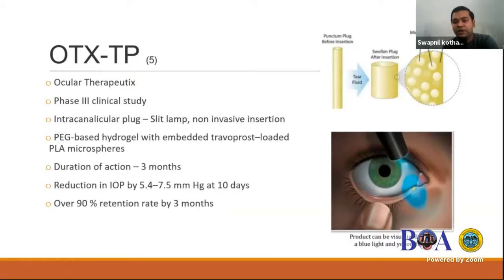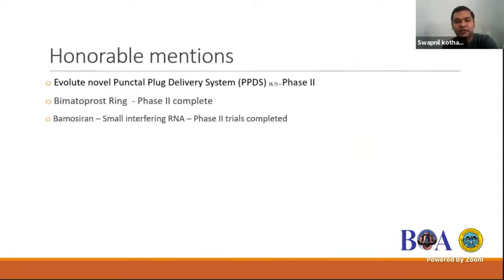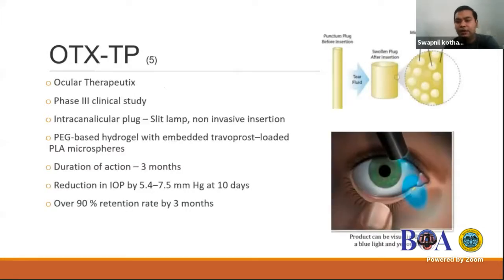These all three of them are intracameral implants and require the eye to be opened in the operating theater, while the next two implants, that is OTX-TP as well as Evolute, are basically punctal plug delivery systems, in which we can see that the implant is sitting in the punctal plug, and it has fluorescein in it, which you can just show a blue light onto to show that it is sitting properly in its closed position. It is a slit lamp non-invasive insertion.